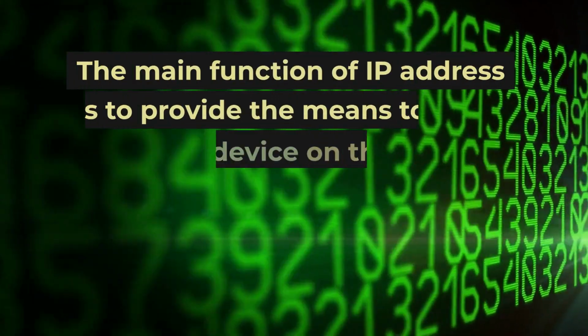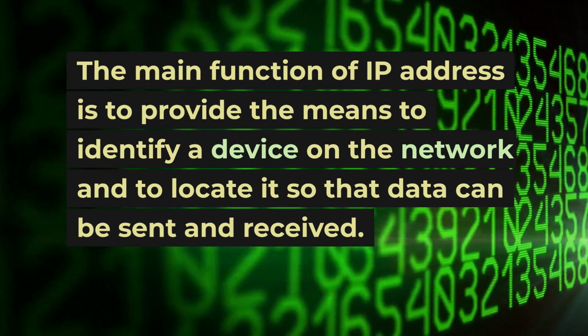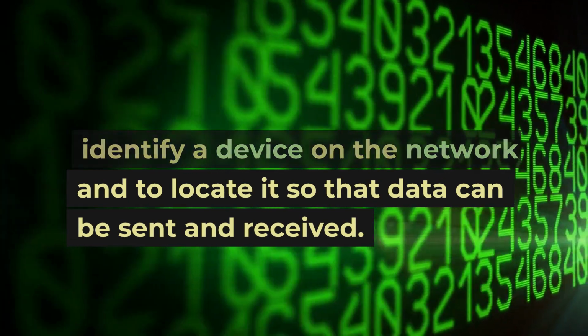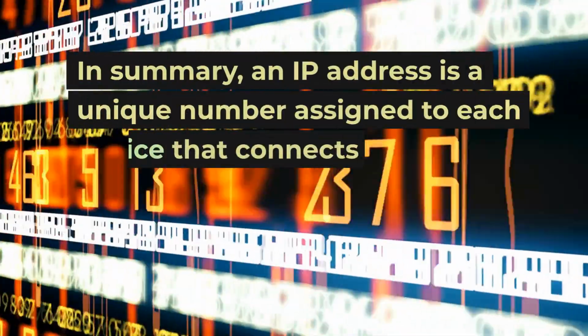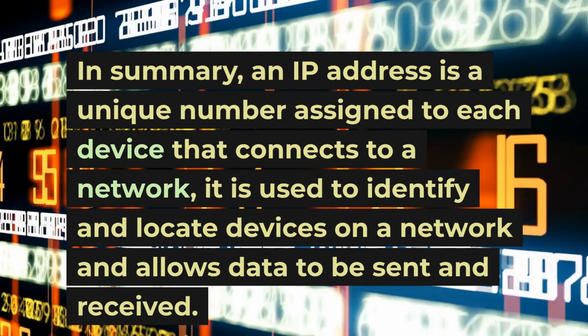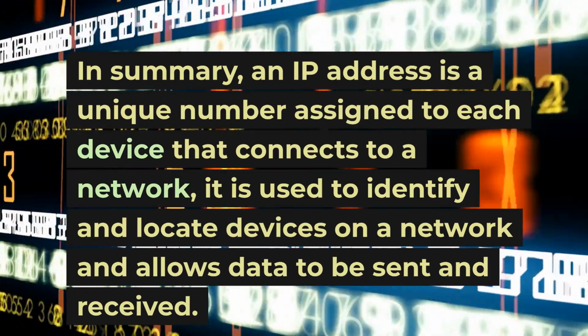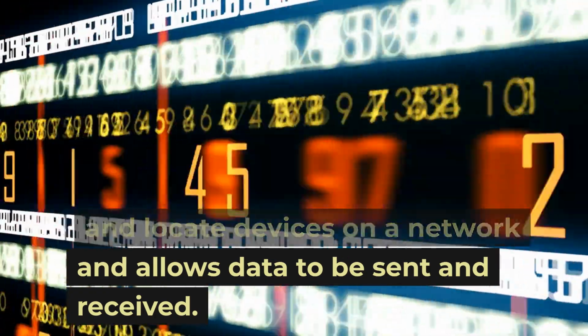The main function of IP address is to provide the means to identify a device on the network and to locate it so that data can be sent and received. In summary, an IP address is a unique number assigned to each device that connects to a network. It is used to identify and locate devices on a network and allows data to be sent and received.